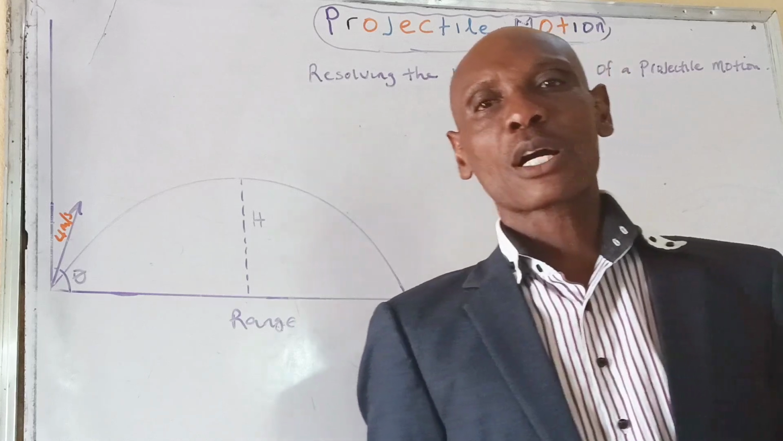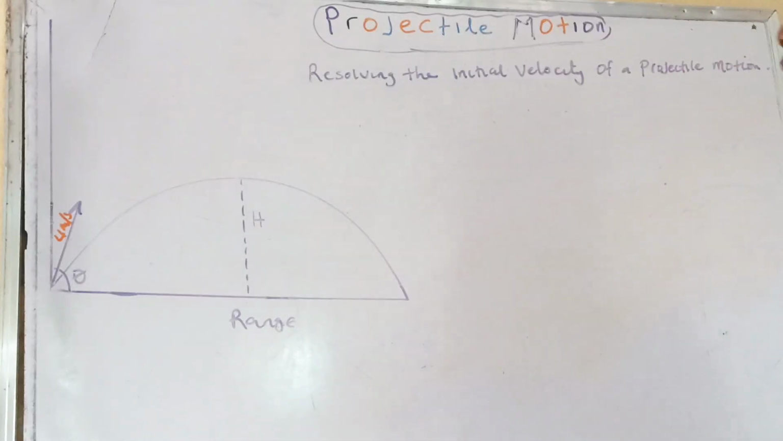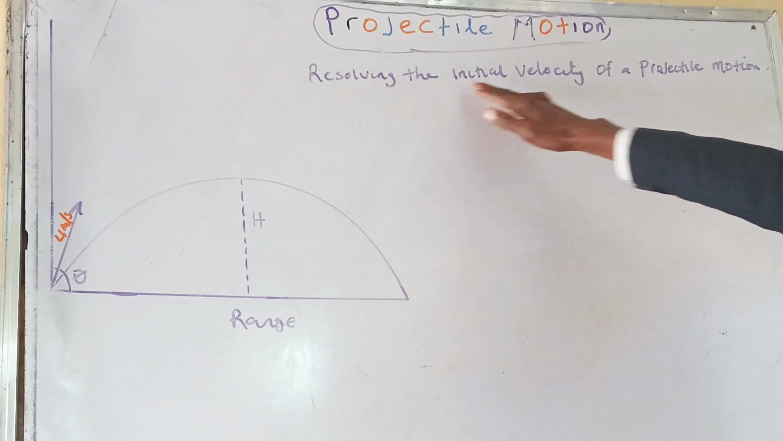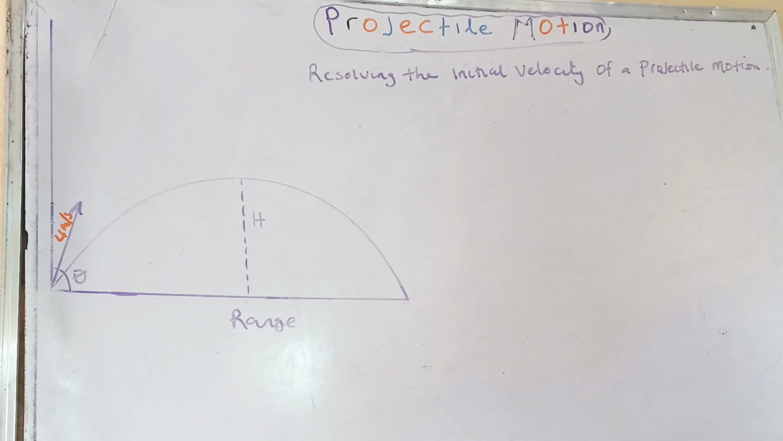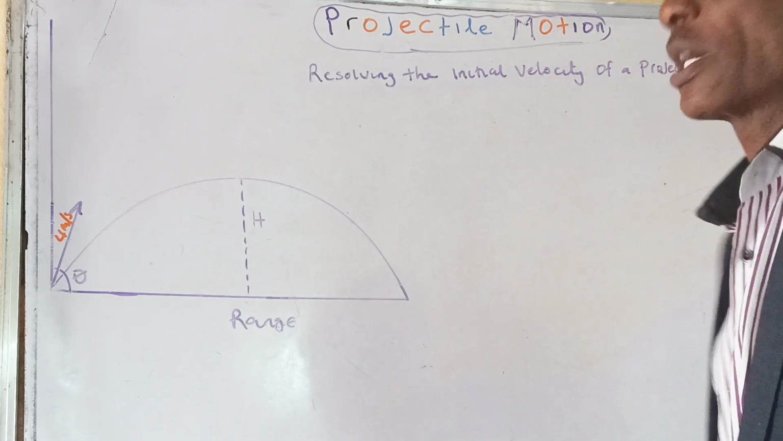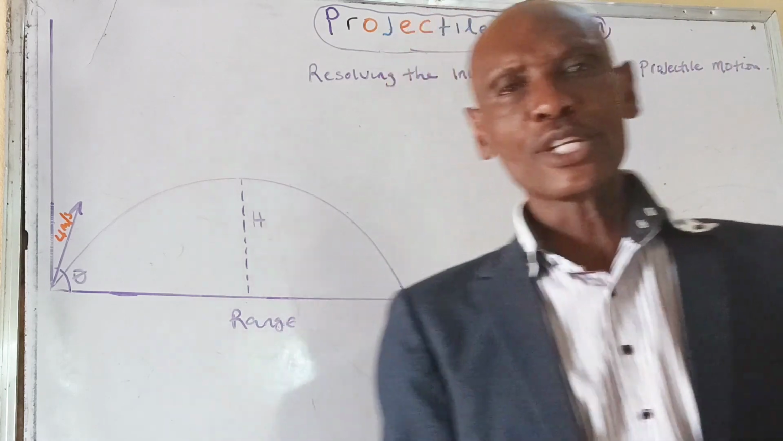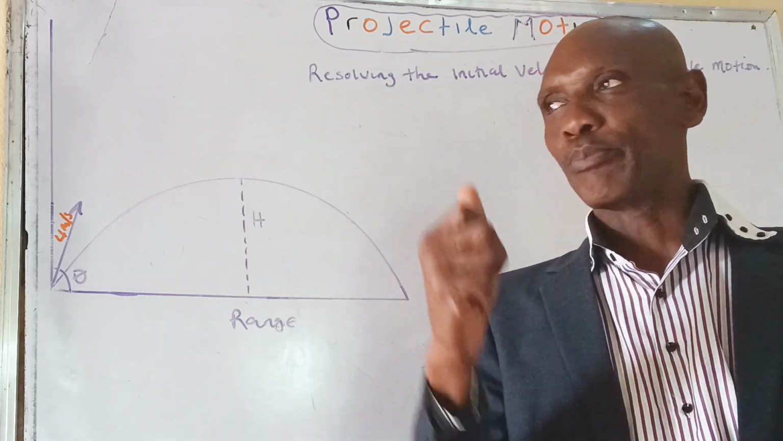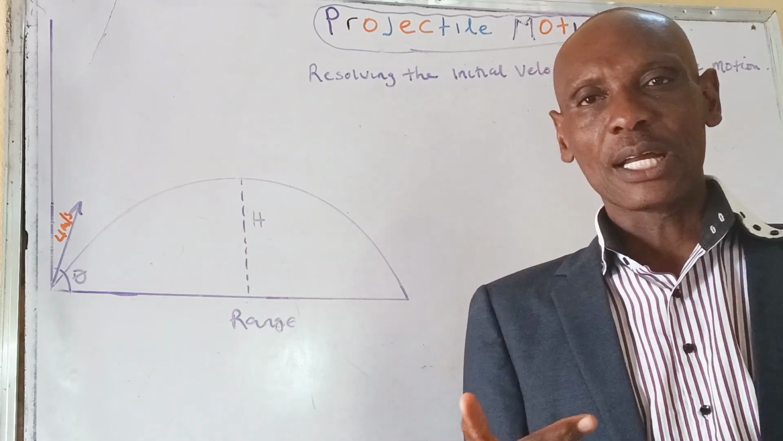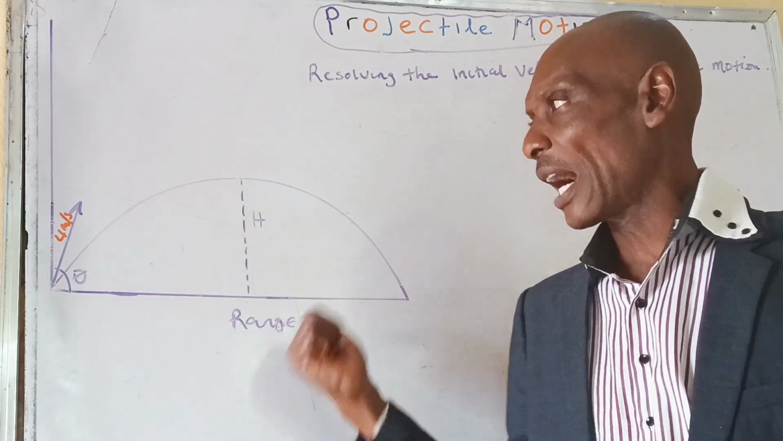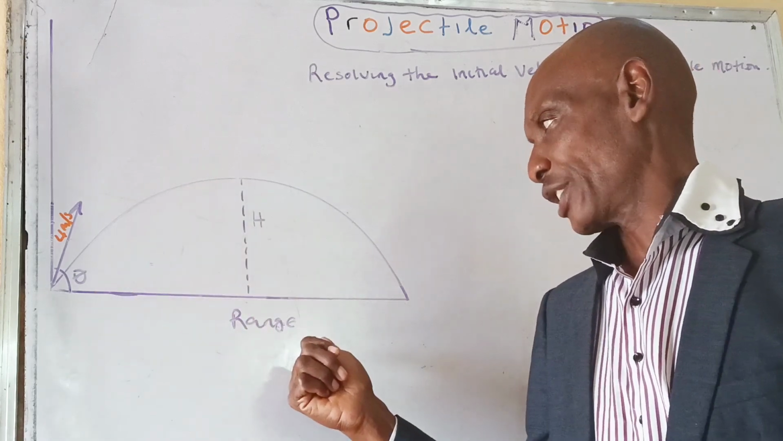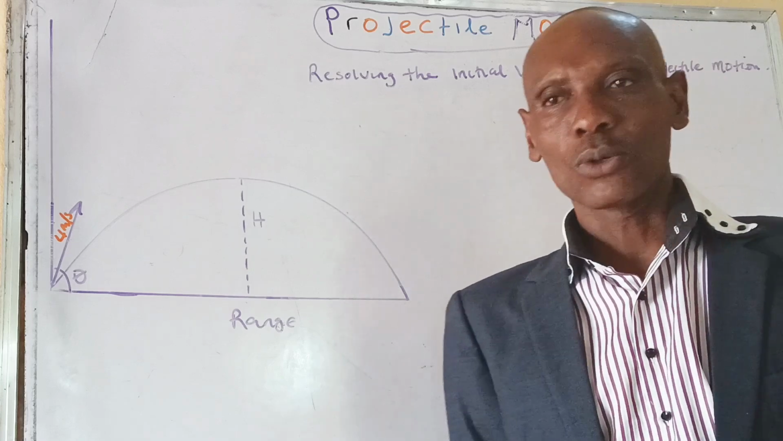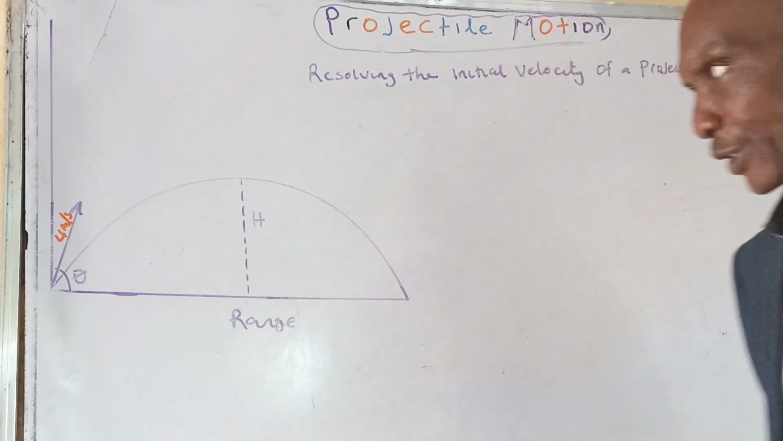Hi, welcome to the second video in the series for projectile motion, captioned Resolving the Initial Velocity of a Projectile Motion. In the first video, we defined a projectile motion as the motion of a body with an initial velocity under the influence of gravity at a certain angle to the horizontal.